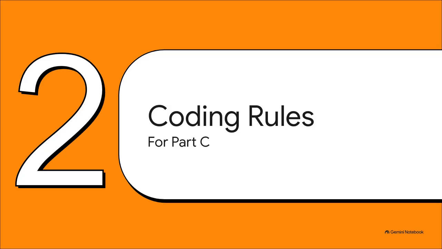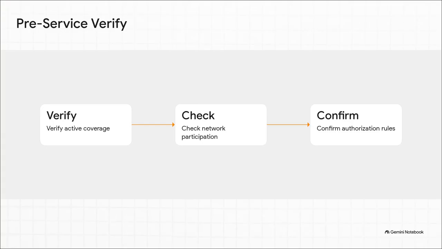Moving right along, Section 2, Coding Rules for Part C. Okay, let's take this knowledge and actually apply it. Knowing what a plan is only half the battle, right? Knowing how to bill it is how you actually secure your clinic's revenue. Listen, before you have any interaction with a patient, before a single clinical service is rendered, you absolutely must execute this pre-service verification workflow to eliminate avoidable claim rejections.